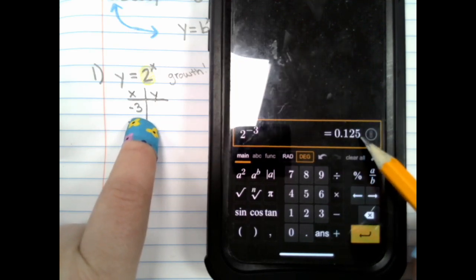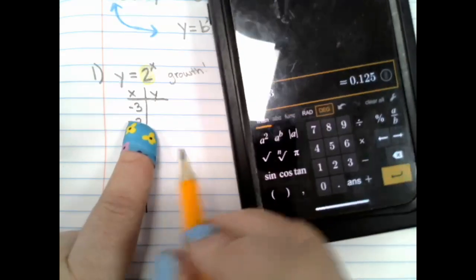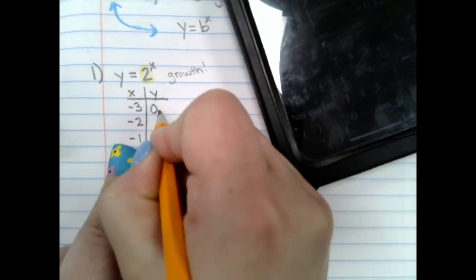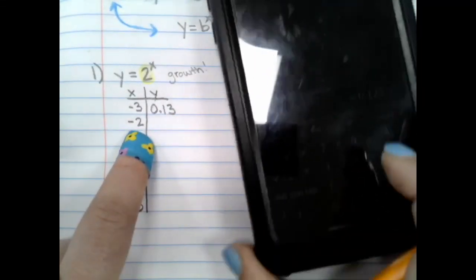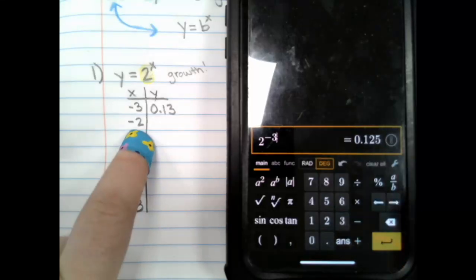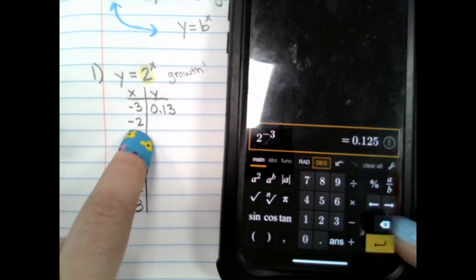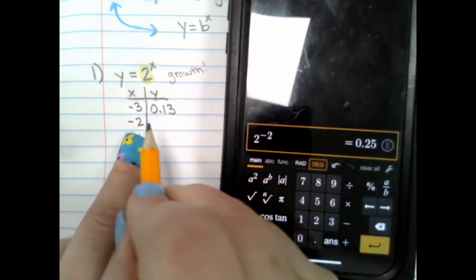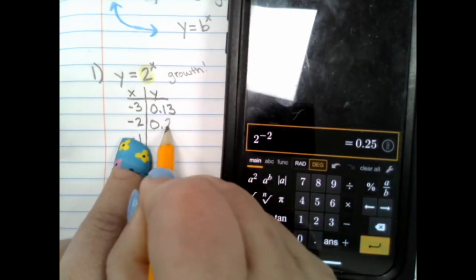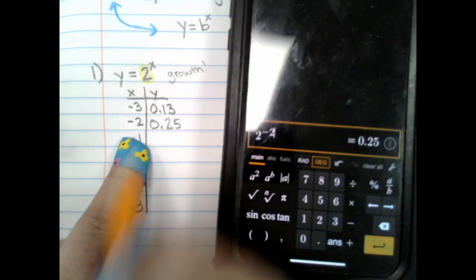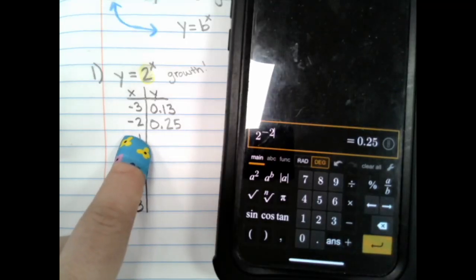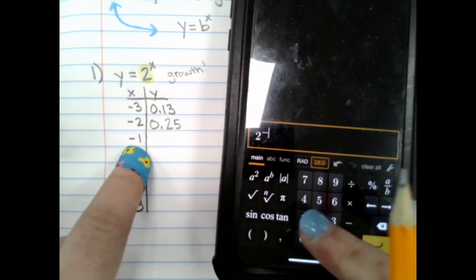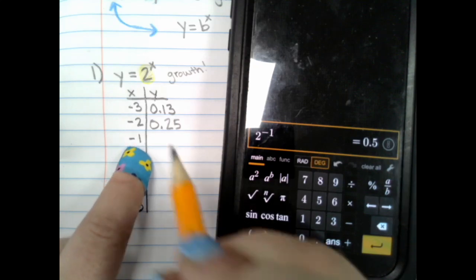What does that 5 tell us to do? Change it. Yep, so 0.13. Okay, now I'm deleting that -3 and we're putting in -2. We get 0.25. That's already rounded to the hundredth, or it's already just a hundredth. It's not rounded, so we can just keep the whole thing. Change -2 to -1. We get 0.5.